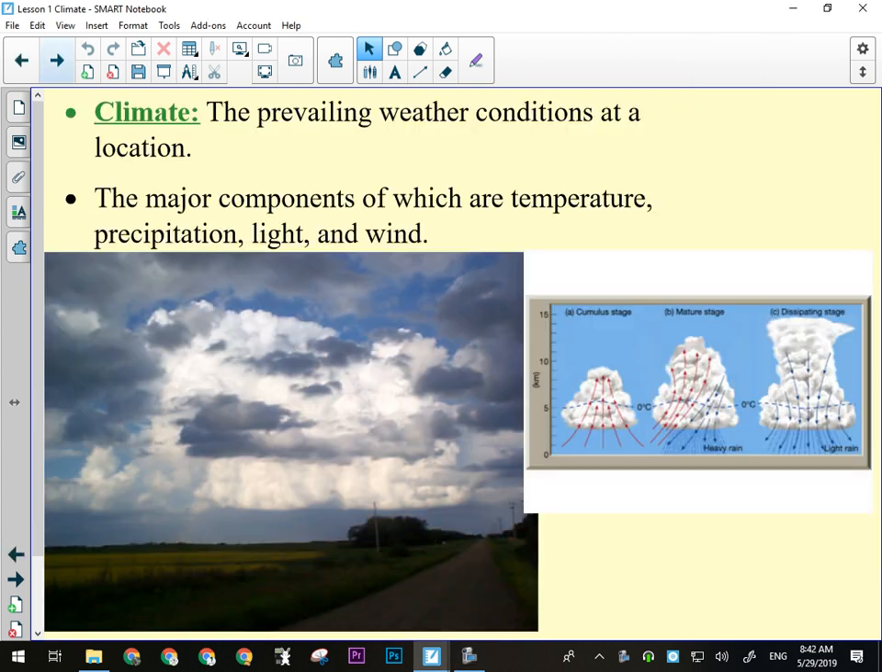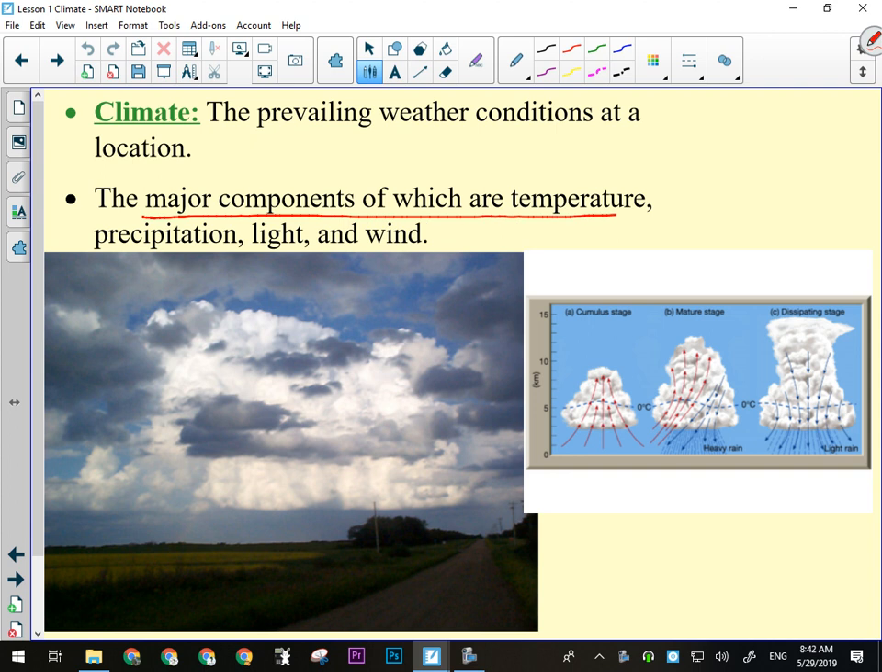So the big things here, guys, are knowing the difference between the components of climate. Remember that the components of climate are temperature, precipitation, light, and wind. So when we're describing the climate of an area, those are the four things that we describe. Most of the time, it's just temperature and precipitation. But certainly light and wind are components of that as well.